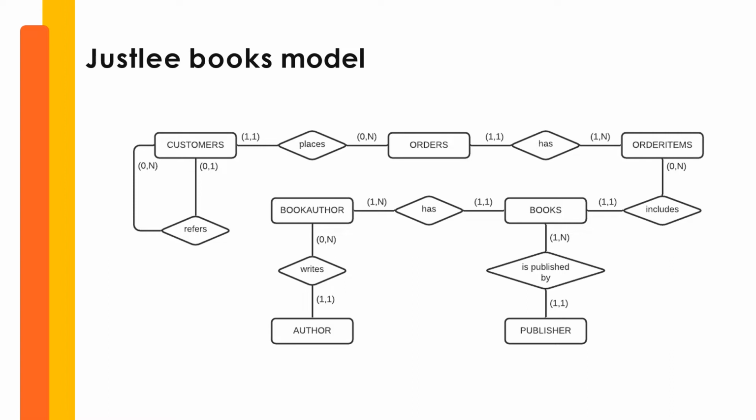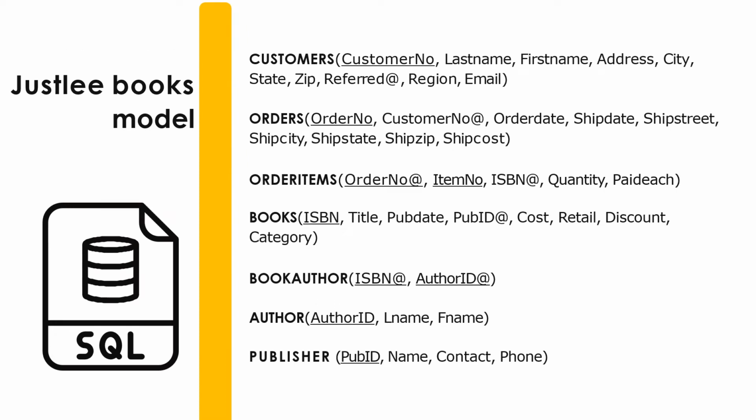So far, we have discussed everything that we need to do from business requirement up until modeling our data. Now, let's take a look at the Just Leave Books model and transform them into relational tables using SQL. The following is the schema for our Just Leave Books model. As we can see, we have the following tables: Customers table, Orders table, Order items, Books, Book author, Author, and Publisher.